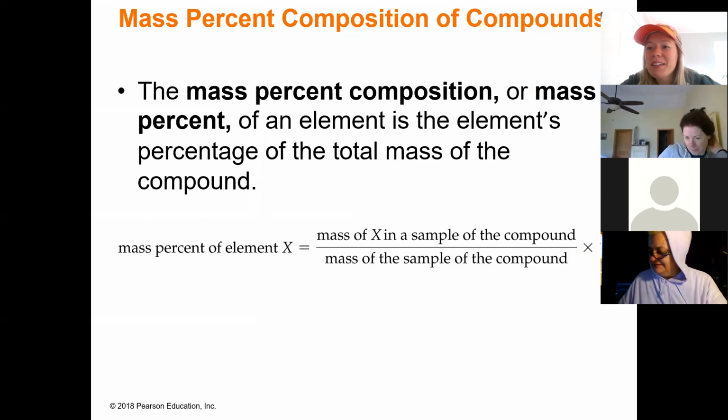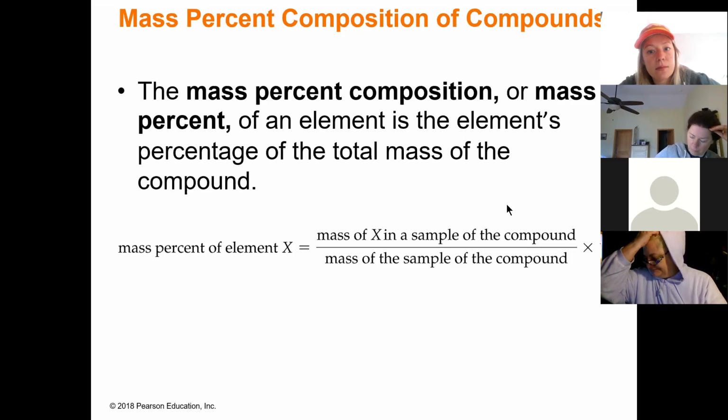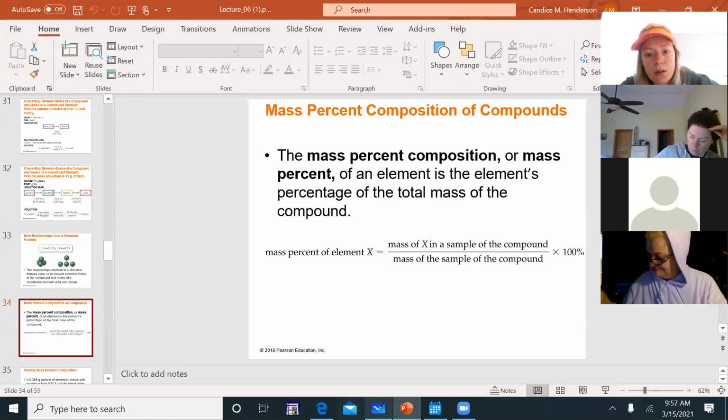So mass percent composition, you take whatever element it is you're looking at. So mass percent of X is going to equal the mass of X in the sample of the compound. And that includes, if you have 2 of them or 3 of them, you've got to multiply it by however many you have, divided by the mass of the whole compound times 100. So again, percentage is always the part divided by the whole times 100. Let me write out what I was saying. I'm gonna do it over here anyway.